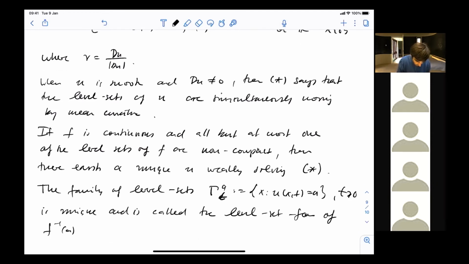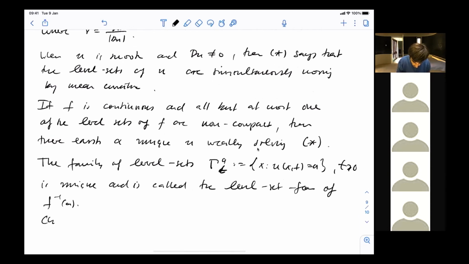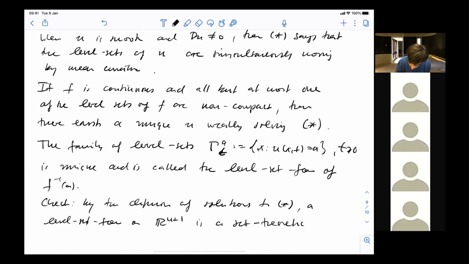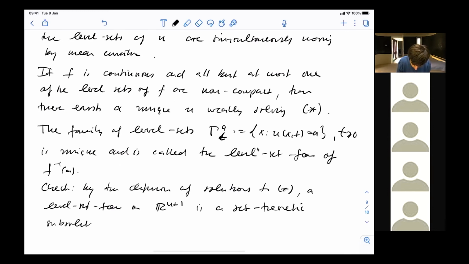F inverse of A. Okay. Now one can check, by the definition of solutions to star, that uses tangency with test functions, usually viscosity techniques, that one can check, sorry, a level set, in this definition, a level set flow on Rn plus 1 is a set theoretic subsolution of mean curvature flow.